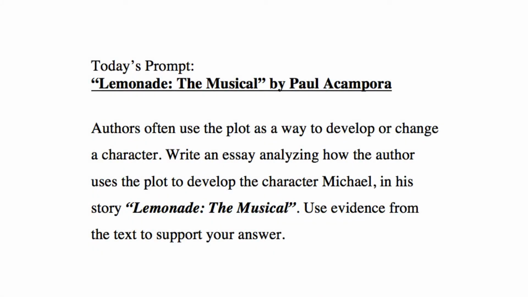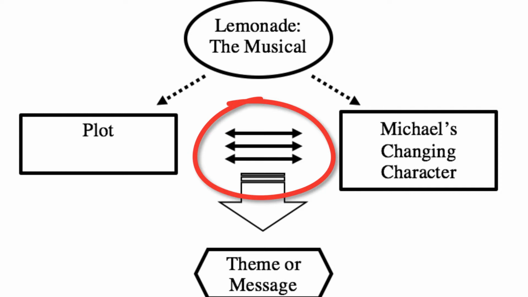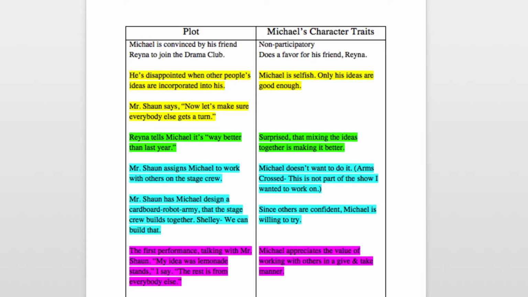Now the student goes back and rereads the prompt. Write an essay analyzing how the plot develops the character Michael. What are the interrelationships between the events in the plot and Michael's changing character? The prompt wants a detailed examination of these two elements to uncover how one affects the other. Then the student must use those ideas to draw a conclusion about the text. Begin by gathering the ideas and evidence from your notes and assemble them in one document. This makes it easier to identify the interrelationships between the two component parts.